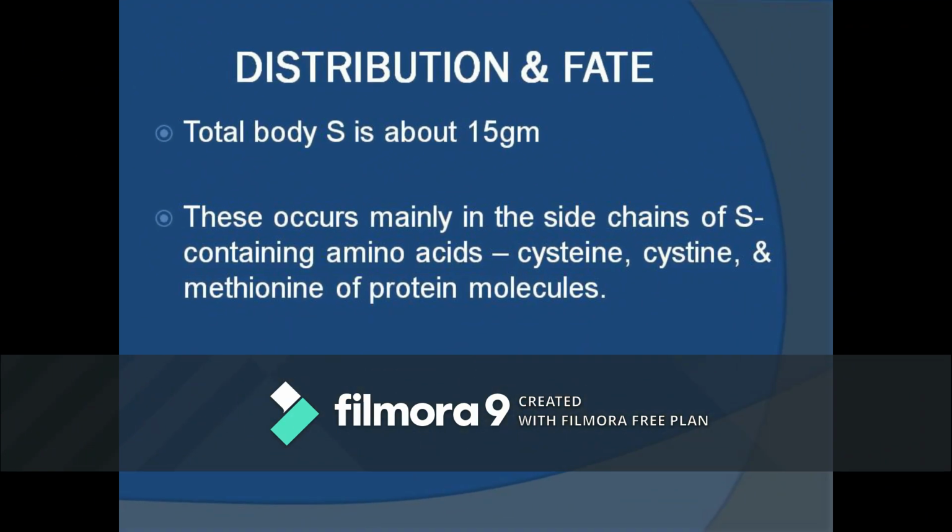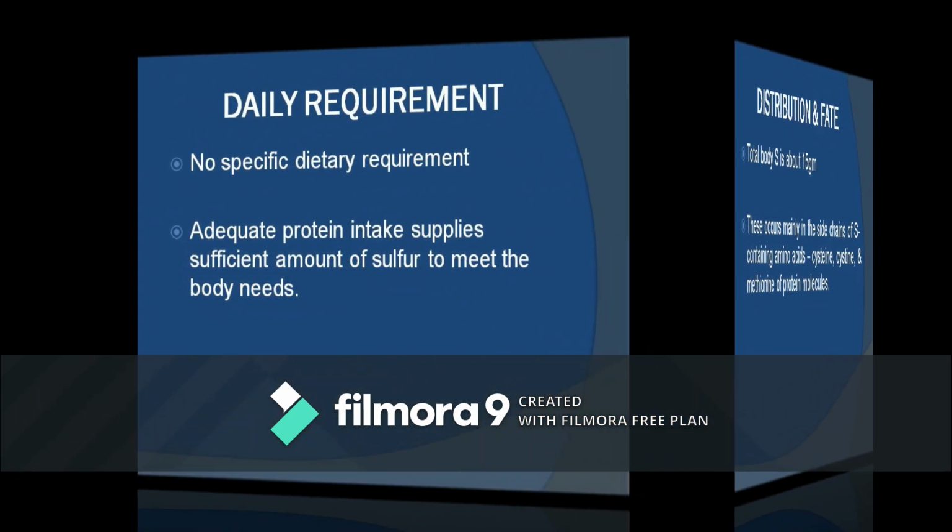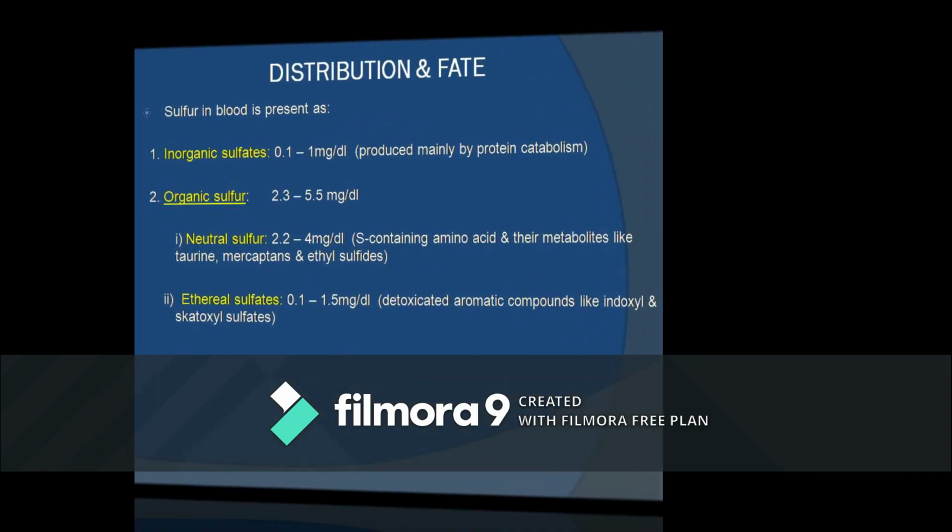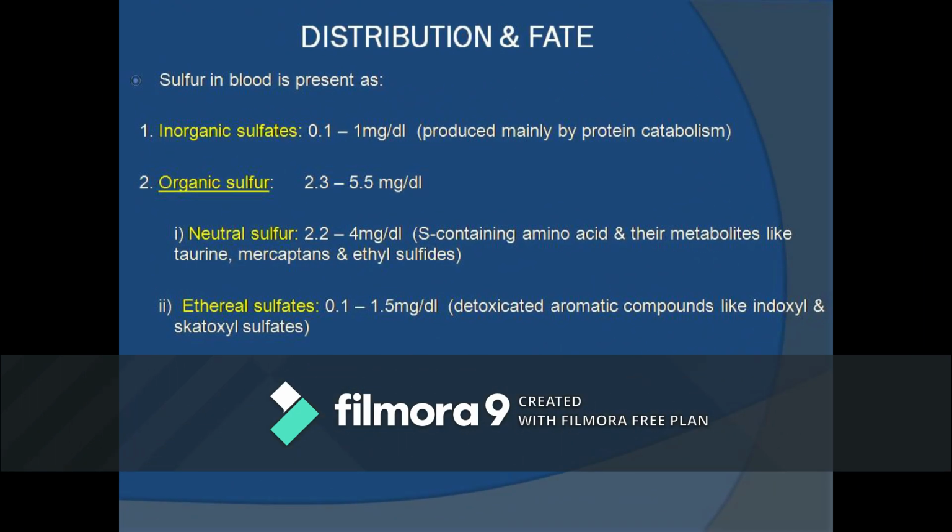Distribution and fate of sulfur. Total body sulfur is about 15 gram. This occurs mainly in the side chains of sulfur containing amino acids of protein molecules. Sulfur in blood is present in two forms, inorganic sulfates and organic sulfur. Inorganic sulfate constitutes about 0.1 to 1 mg per deciliter, produced mainly by protein catabolism.